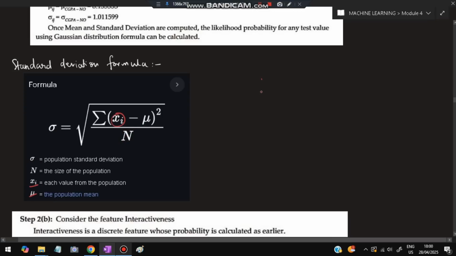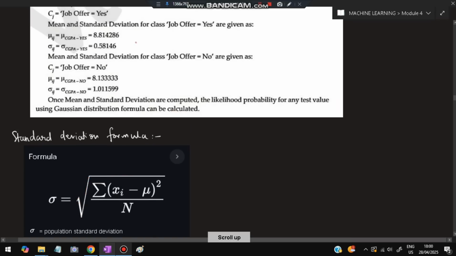How do you calculate the mean? Add up all the values which have yes for the job offer and divide by how many values there are. If 5 yes are there, calculate the CGPA of all the 5 values and divide by 5. That gives the mean. Subtract the mean from each value, take the square, divide by N and sum it up, then you will find the standard deviation. Like that, the standard deviation and the mean are calculated for yes and no.